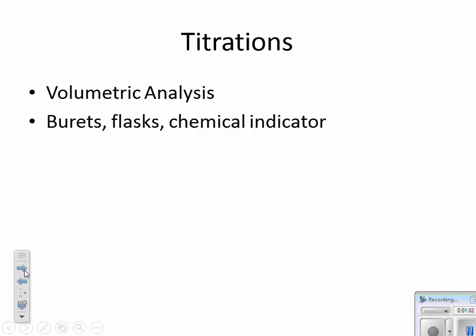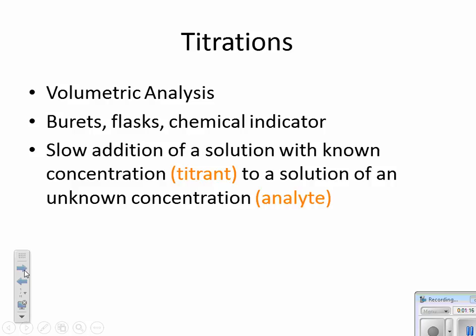This is the equipment that you're going to use. You're going to use a burette and a flask. And we're also going to need a chemical indicator, something to tell us when to stop the titration. Here's the definition of titration: the slow addition of a solution of known concentration. That solution of known concentration is what we call a titrant, to the solution of unknown concentration, and that is called the analyte. So there you've got in that one little bullet 3 vocabulary terms: titration, titrant, and analyte.